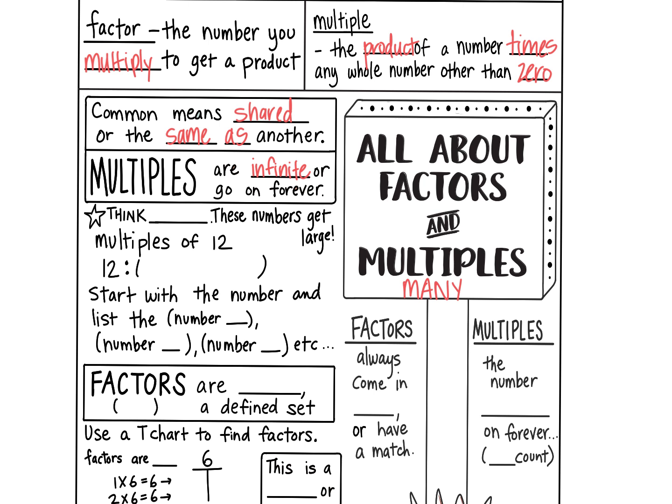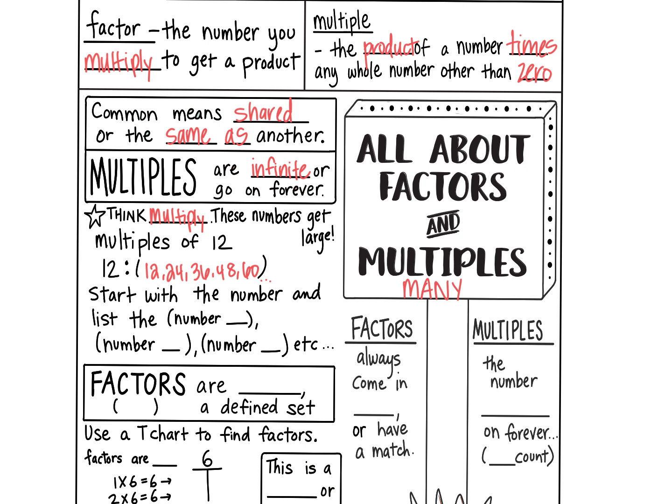So when I'm talking about multiples, I want to think multiply. When I multiply something, numbers get what? Bigger or smaller? Bigger. When I'm multiplying, they get bigger. So my multiples of 12, I would count by 12s. It would be 12, 24, 36, 48, 60, and they go on and on and on.